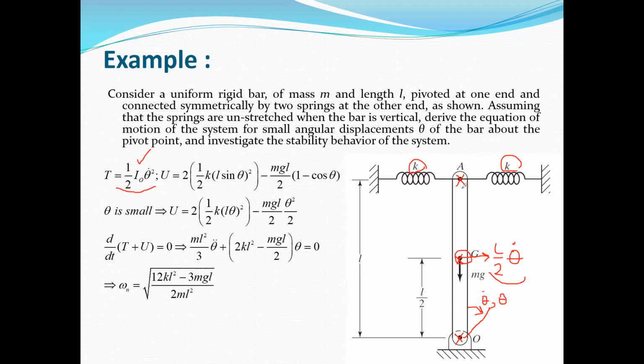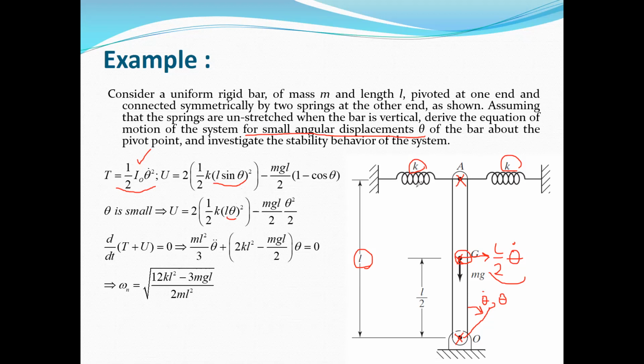So the displacement of point A is equal to L, the length, times theta. Or here, in fact, it's equal to L times sine theta, but you can substitute theta for sine theta, because according to the problem description, assuming that the springs are unstretched when the bar is vertical, for a small angular displacement theta, we can substitute theta instead of sine theta. So the displacement of point A is L times theta.